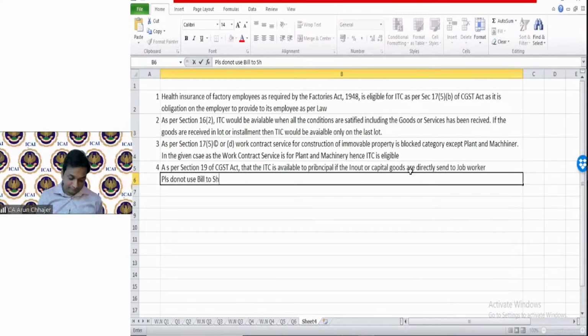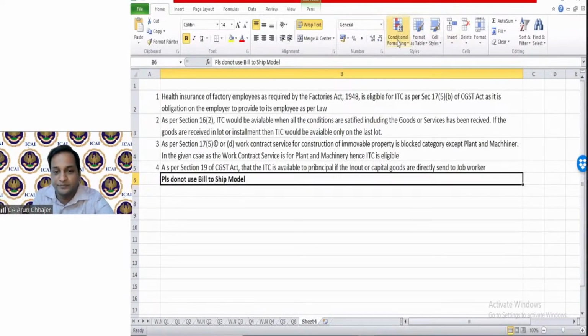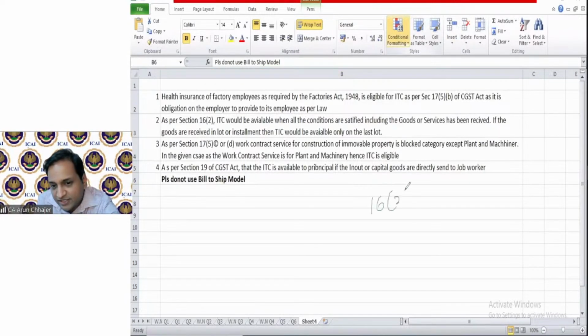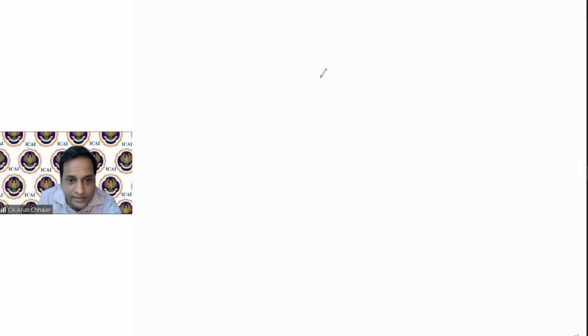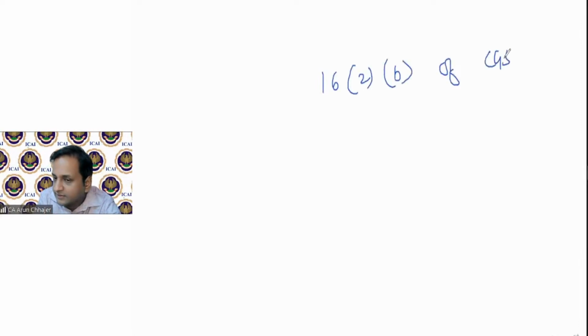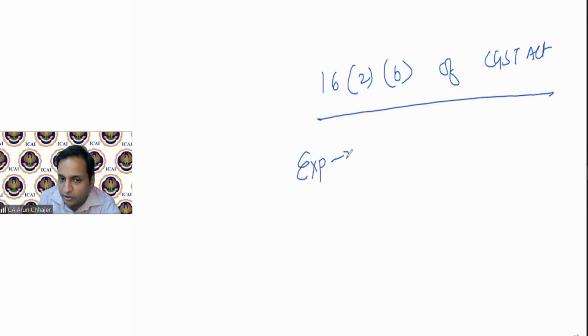Here I would say that please do not use the bill to ship to model. My suggestion. I cannot say it is incorrect; it is also correct. Here I would like to explain one point. As per section 16 subsection 2 clause B of the CGST Act, it says that goods or services have been received. There are two explanations in this particular provision, explanation 1 and explanation 2.